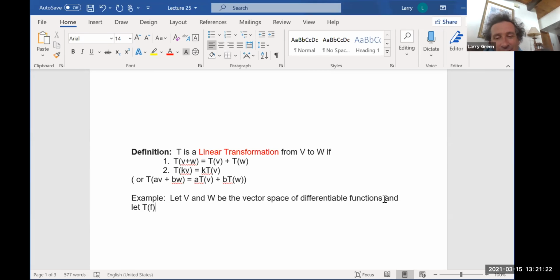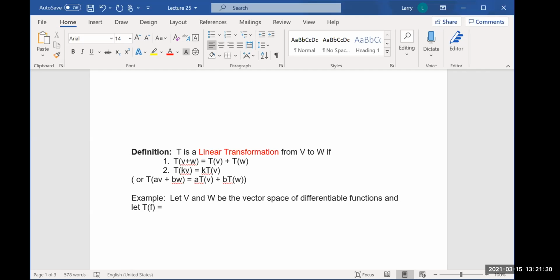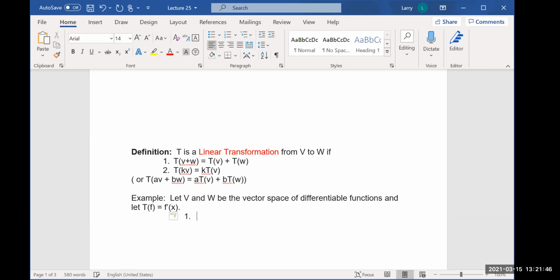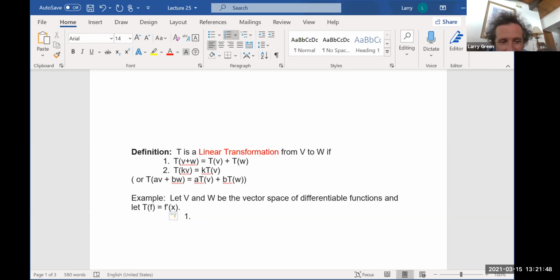You're more used to the letter f for functions. T of f equals? Any guess? Hint: these are differentiable functions. F prime. Okay, so is that a linear transformation? How do you show it? Show 1, 2. Yep, so we've got to show number 1 and number 2.